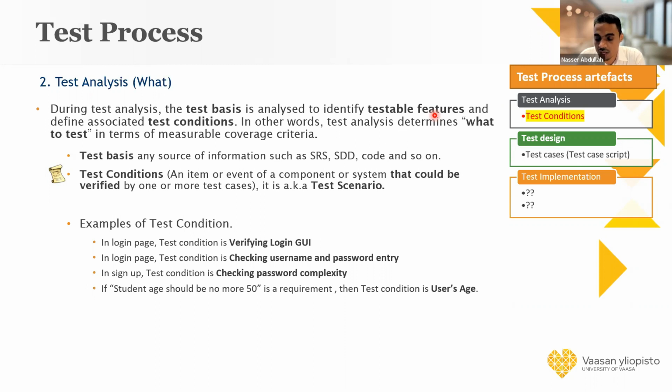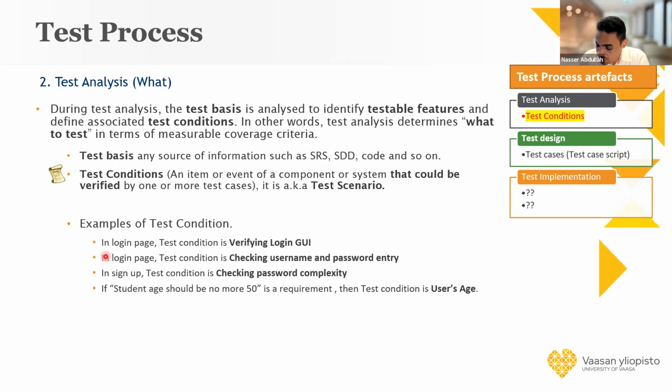So from where can I define the test conditions? You can define them from the documentation, for example the SR file, the software requirements, or the SDD, which is the design. From these two files, or any other file, or even from the code, you can define the test conditions. This is called the test basis: any document, information or resource that can be used to define the test conditions.